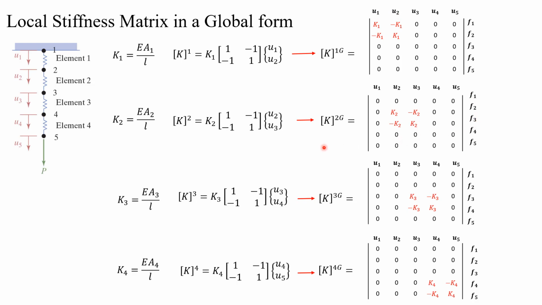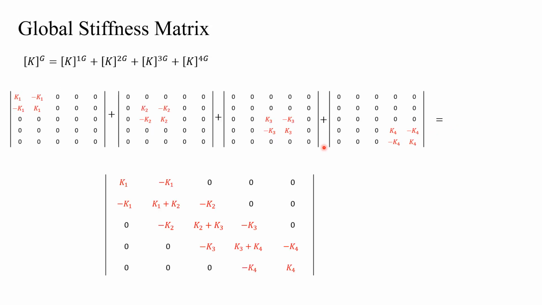So now that I have all my stiffness matrices in global form, I could write the global stiffness matrix, which is the addition of all stiffness matrices. So I have my first matrix plus the second plus the third plus the fourth, each one representing the corresponding element or the corresponding member. If I add them together, the global stiffness matrix would take such a form. So this is the stiffness matrix that we are going to deal with.